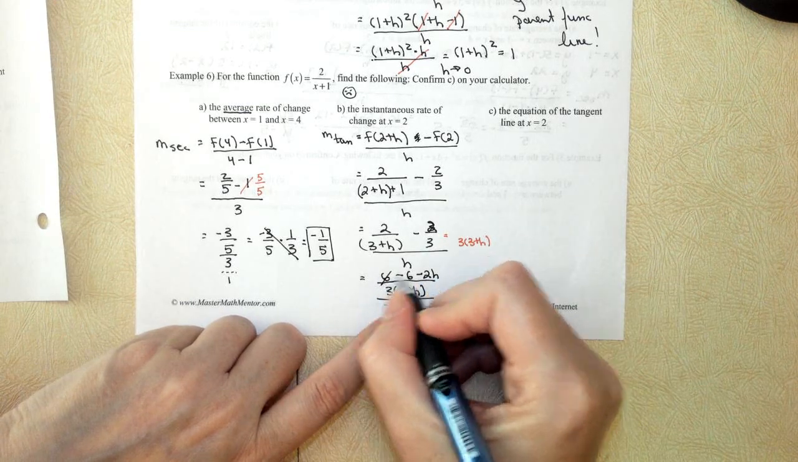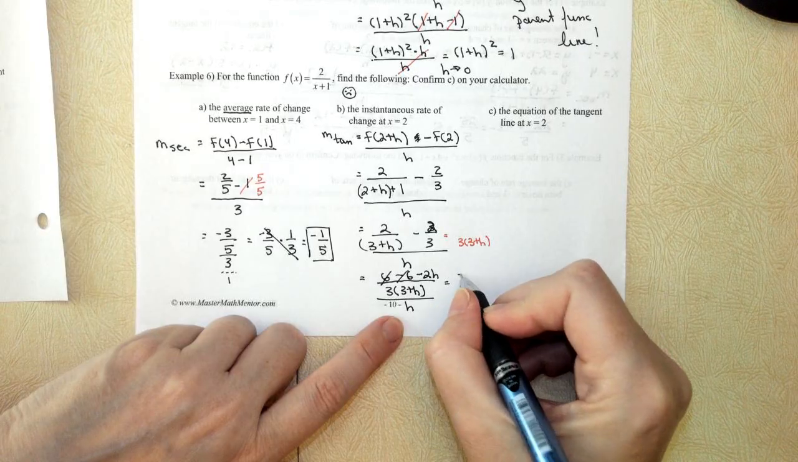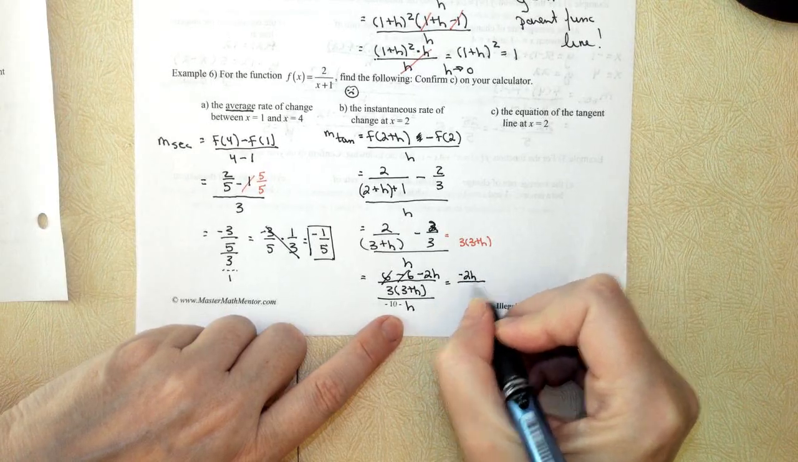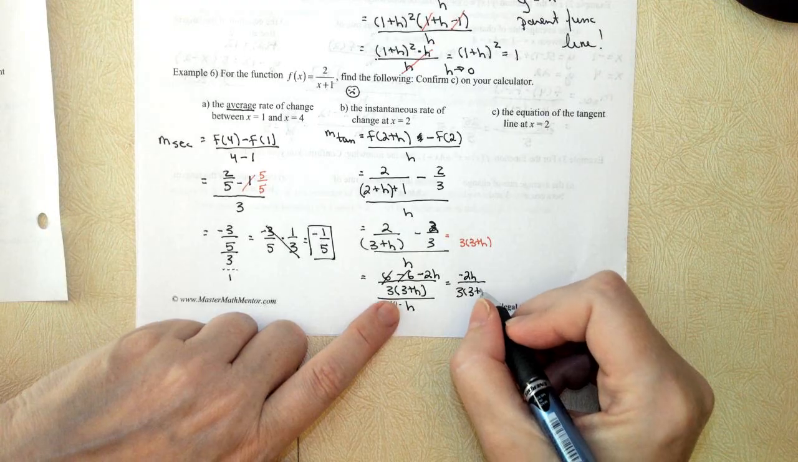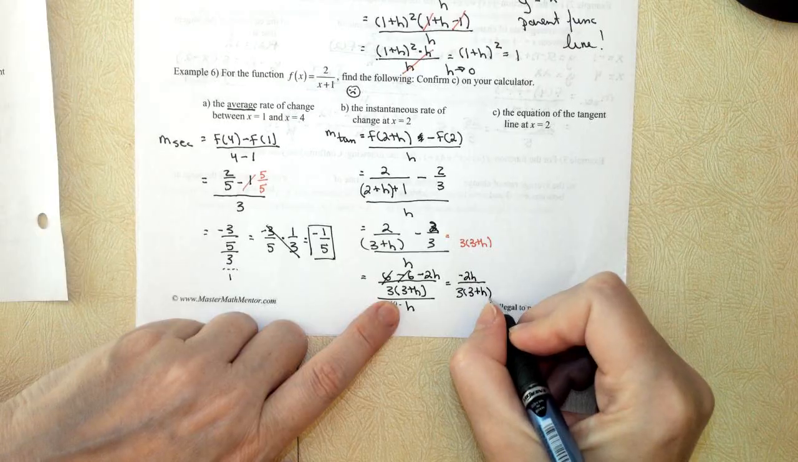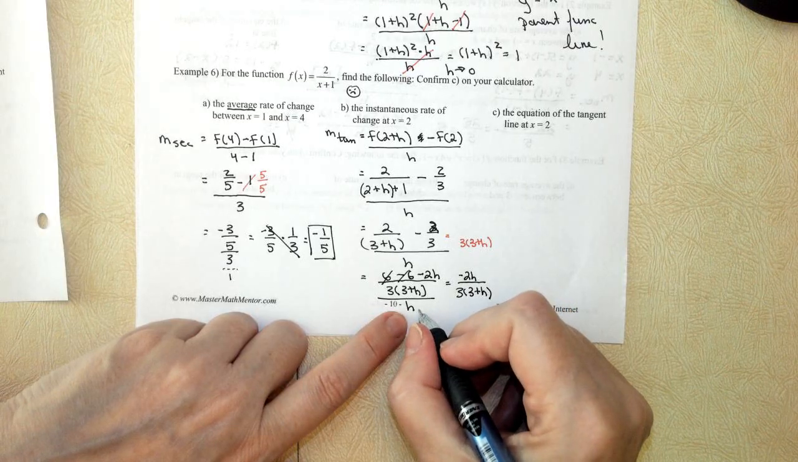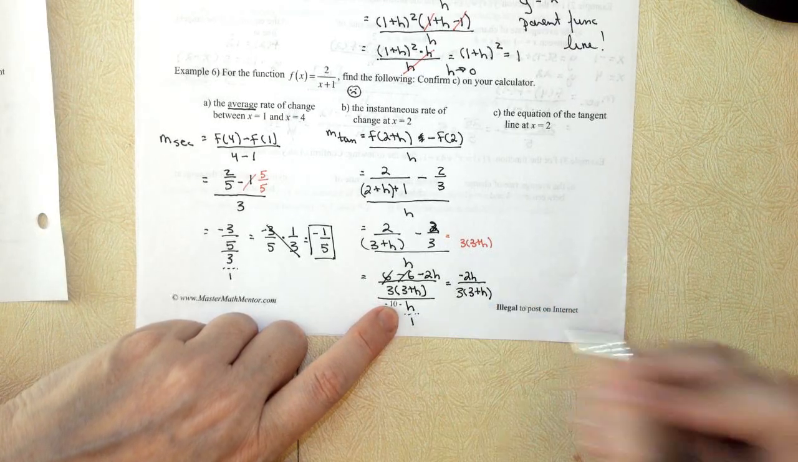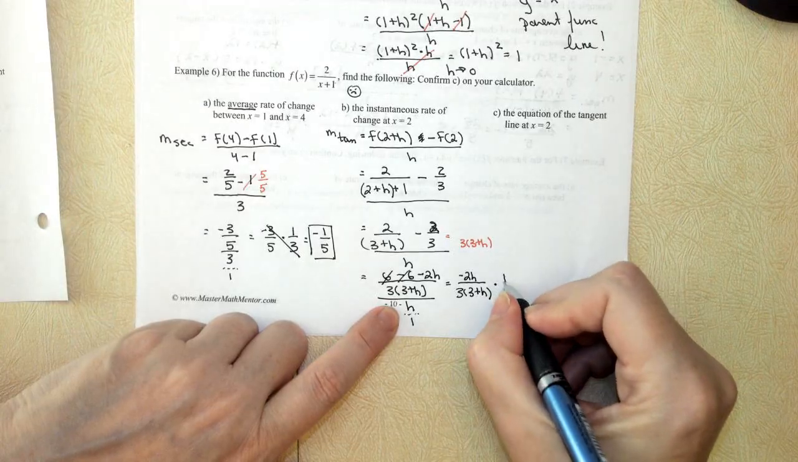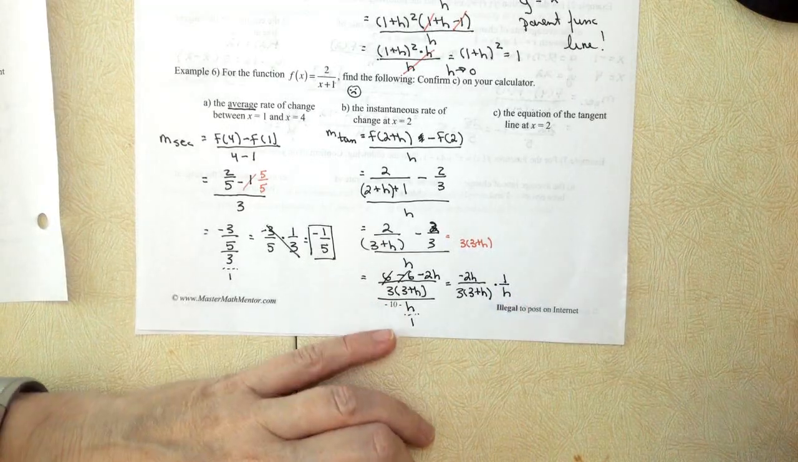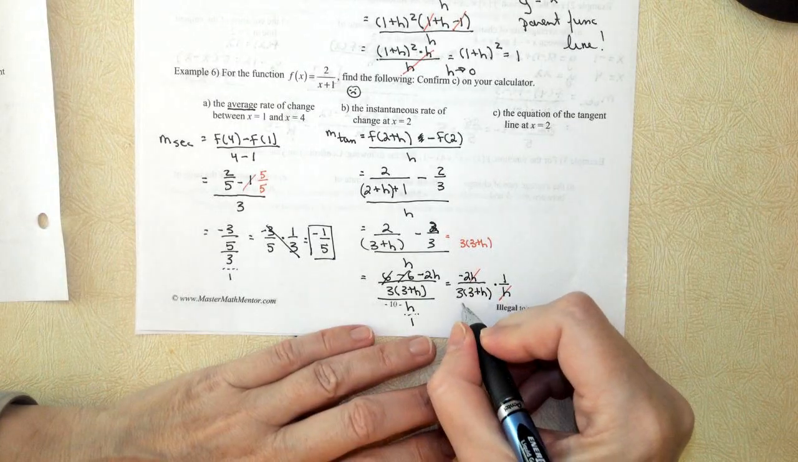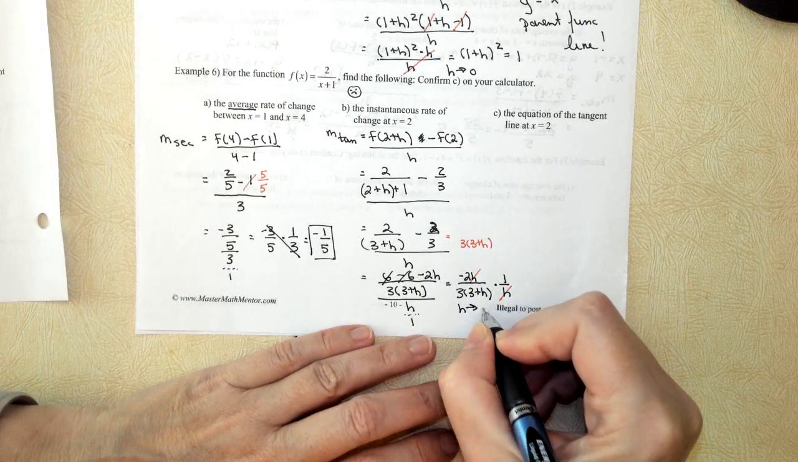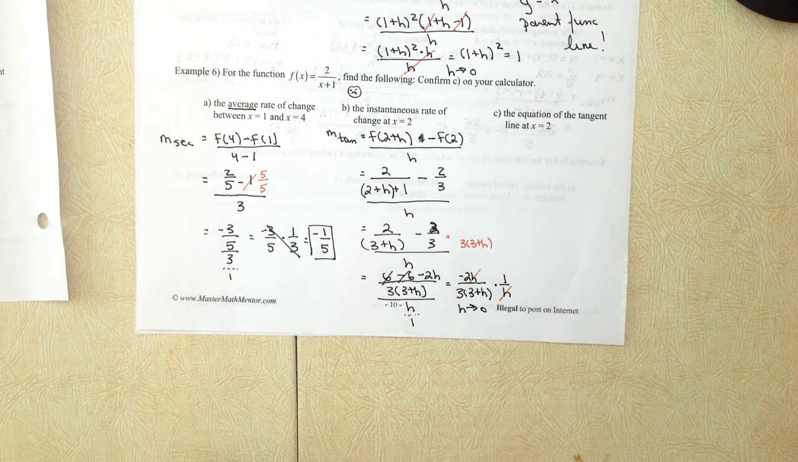Okay, these guys cross out. Negative 2h over 3 times 3 plus 3h. And dividing by a fraction means multiply by the reciprocal. So that guy goes away. Now remember, we're trying to find when h becomes super tiny. So h is approaching 0.